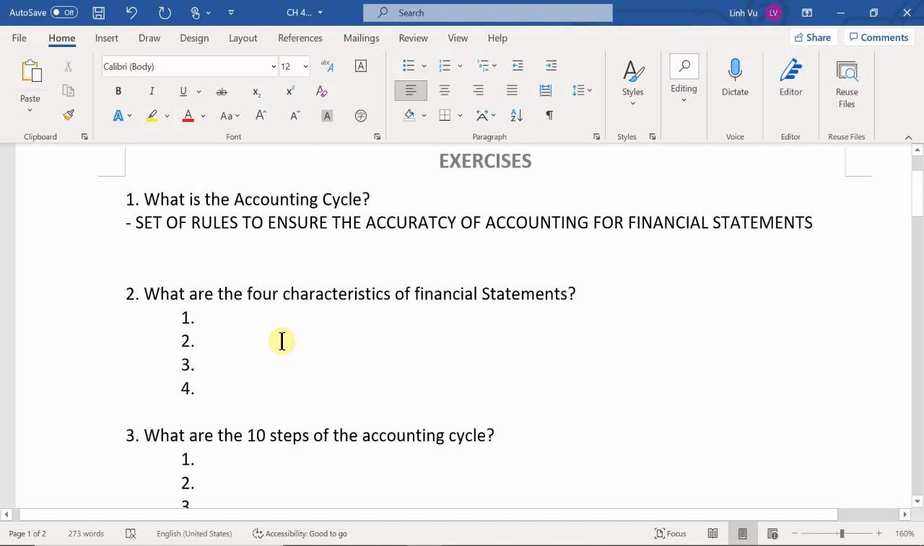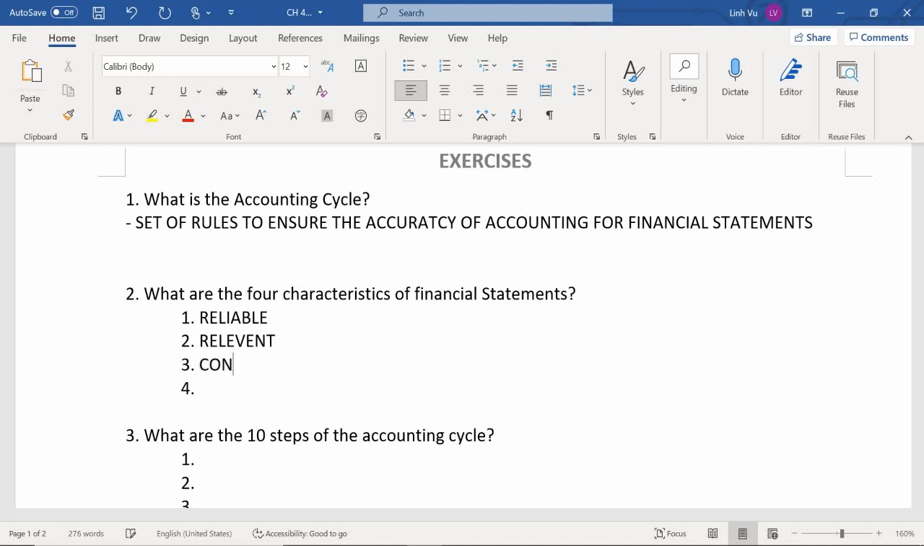Number 2. What are the 4 characteristics of financial statements? Reliable, relevant, consistent, and comparable. Good.